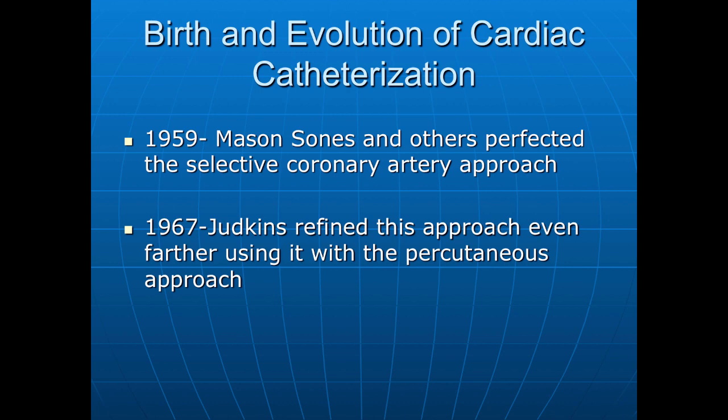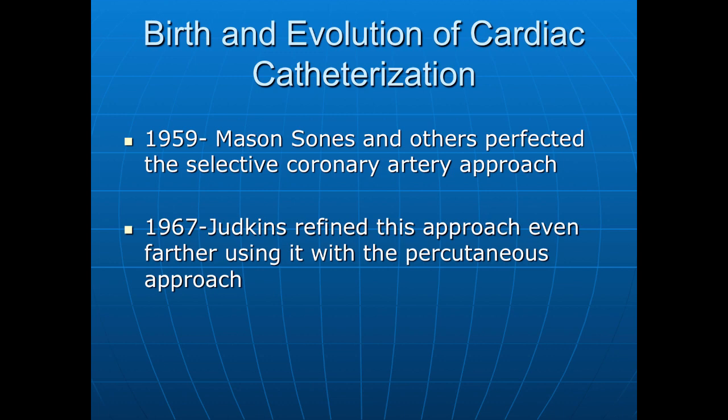In 1959, they had not been very successful in being able to selectively catheterize different vessels, and in 1959, Mason Sones was able to do that. He came up with a technique to cannulate selectively each of the coronary arteries. And then in 1967, Melvin Judkins refined this approach and even came up with additional catheters that made it possible to do that.